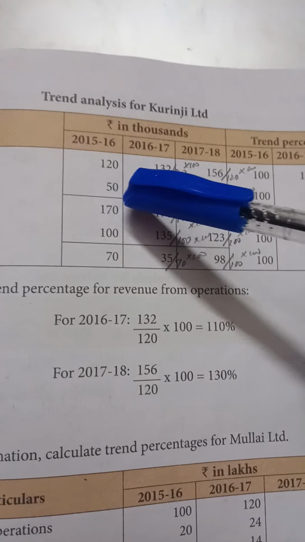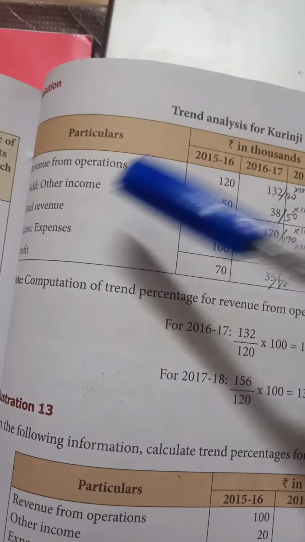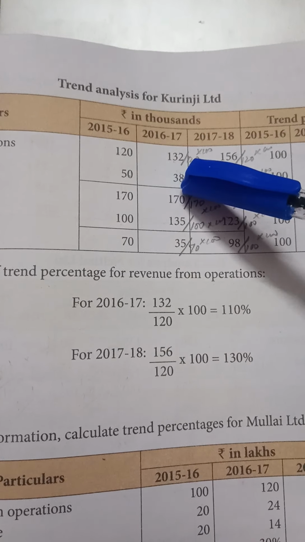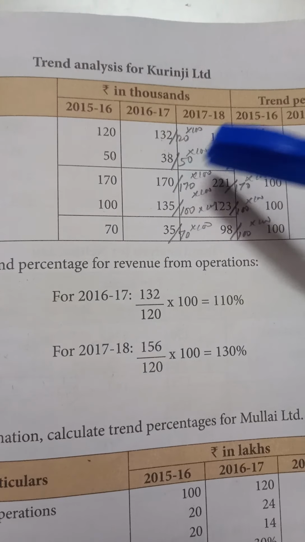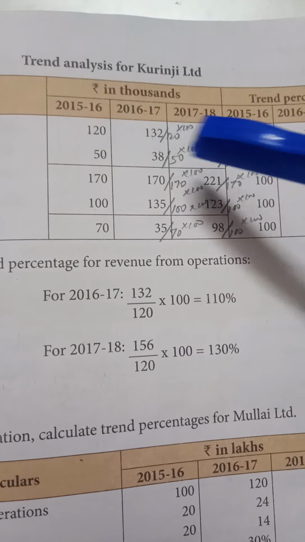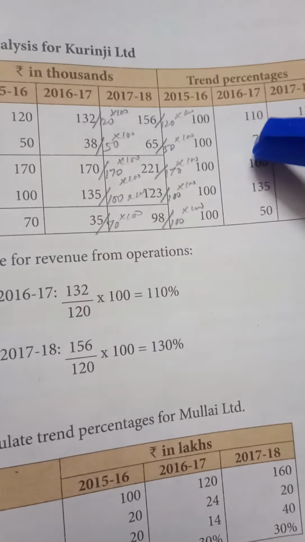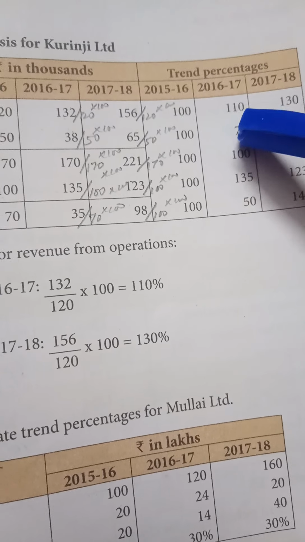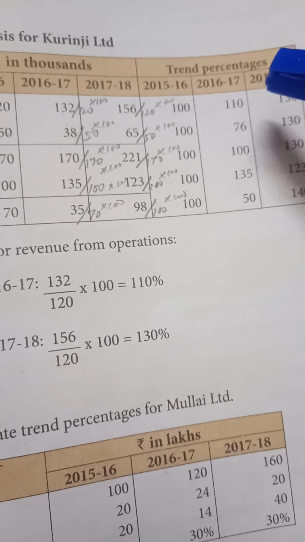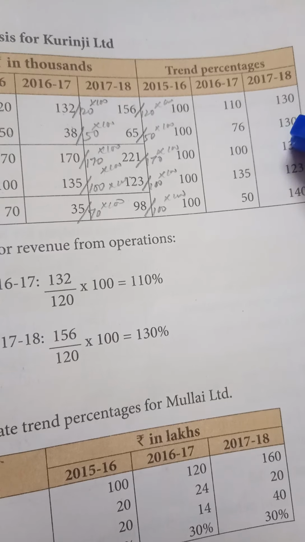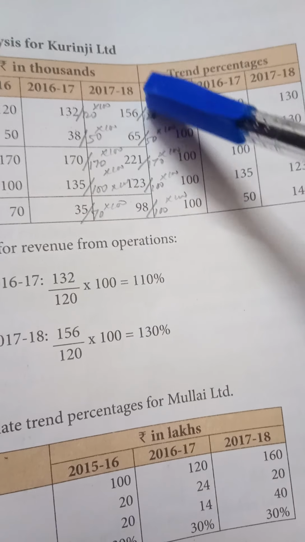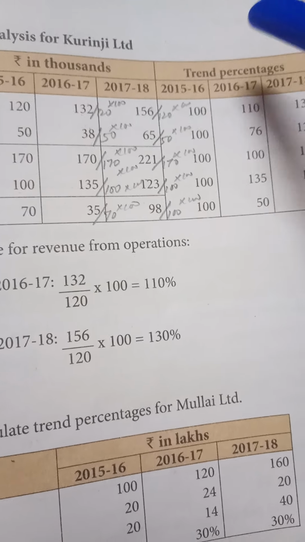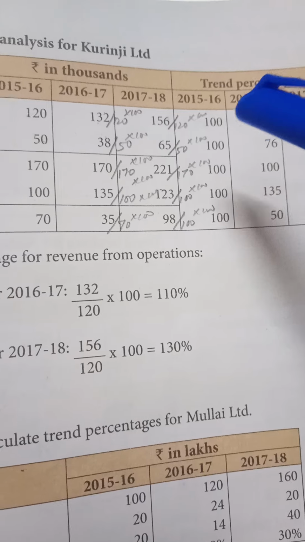Likewise, for the next one, we have 50 as our other income. This is our base year, first year. So now 38 divided by 50 into 100, 65 divided by 50 into 100. So we get 76% and 130%. This is only for 2016-17 and 2017-18. Keep in mind, again for 2015-16 all the values will be 100 only. That year is treated as the base year.